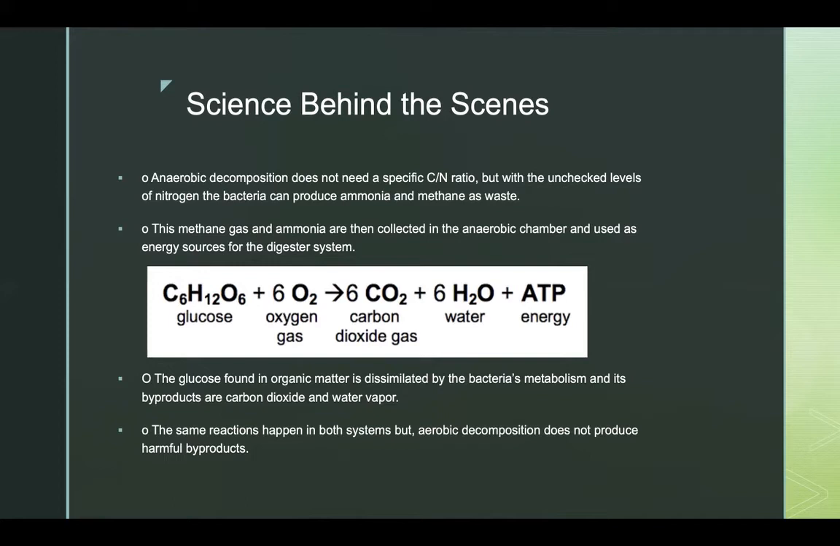The glucose that is found in organic matter is dissimilated by the bacteria's metabolism, and the byproducts are carbon dioxide and water vapor. You can see here that the equation almost exactly mimics the equation of cellular respiration, which is exactly what this bacteria is doing. The same reactions happen in both systems, but aerobic decomposition does not produce harmful byproducts.